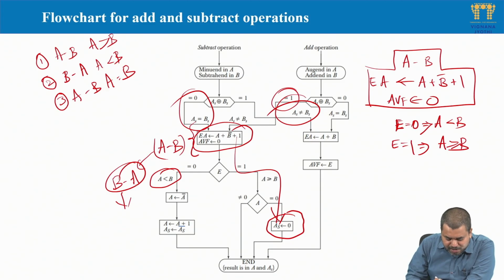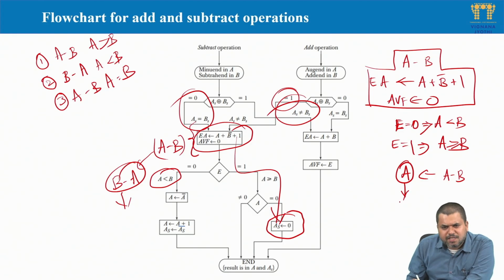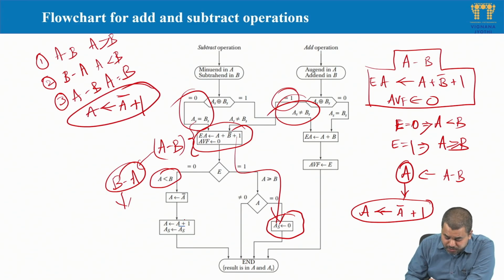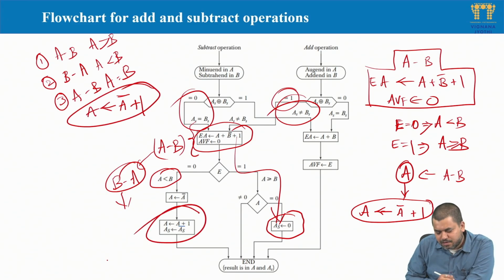The A minus B result is available in the A. Just take the 2's complement of A. How to take 2's complement of A? Take the 1's complement and add 1. This ability is integrated into the register A. So just take the 1's complement of A and increment it, so that you get the 2's complement of A. That's what is represented here.